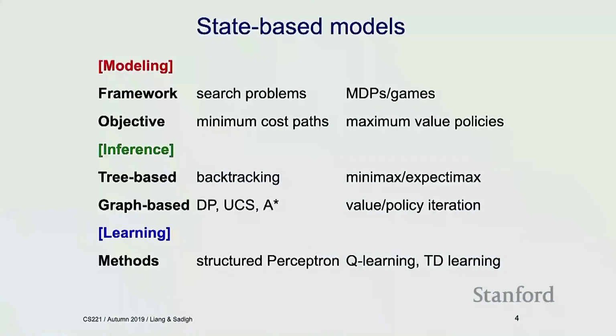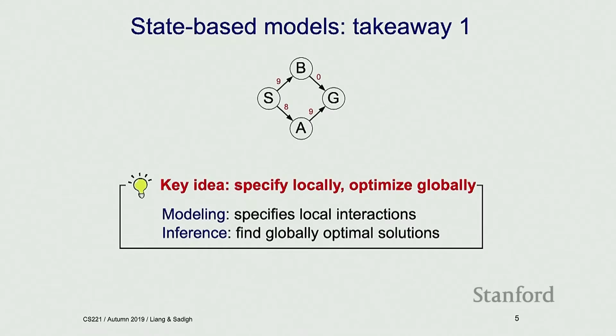And then in terms of learning, we discussed a few types of methods for each one of these frameworks. We looked at structured perceptron, Q-learning, TD learning. So these are some of the topics that we have talked about so far. We are midway through the quarter. These are all the cool things we have learned so far. And these were for state-based models. Okay? So state-based models were kind of cool.